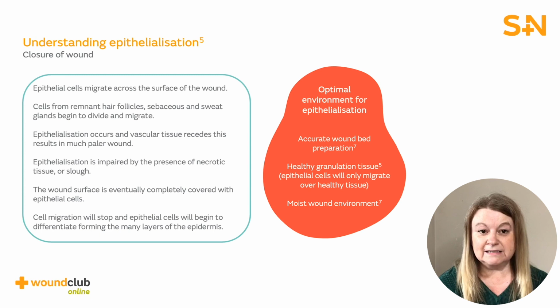Epithelialization is the last phase of healing, which leads to wound closure. Epithelial cells, which are located in hair follicles, sweat glands and around the edges of the wound, divide and migrate over the newly formed granulation tissue. The wound surface will eventually be covered with epithelial cells. Cell migration then stops, and the epithelial cells will begin to form the many layers of the epidermis.